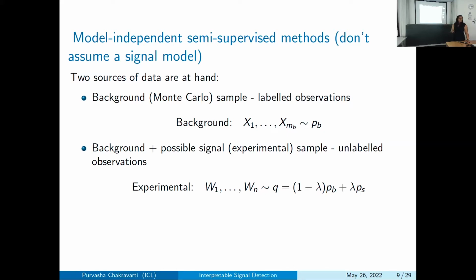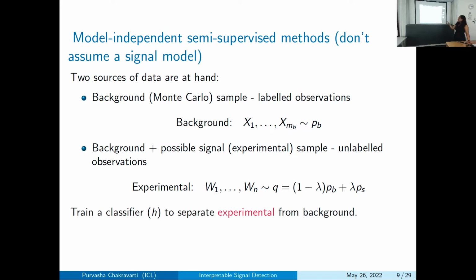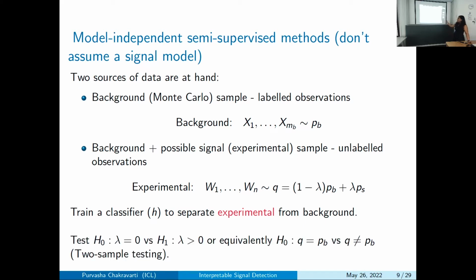So we drop the signal model assumption, we drop the signal samples, and instead we train a classifier to separate the experimental data itself from the background. So instead of signal versus background, we train a classifier to do experimental versus background. And using this classifier, we are going to test for whether there is any signal or not. So whether lambda is 0 or lambda is greater than 0.